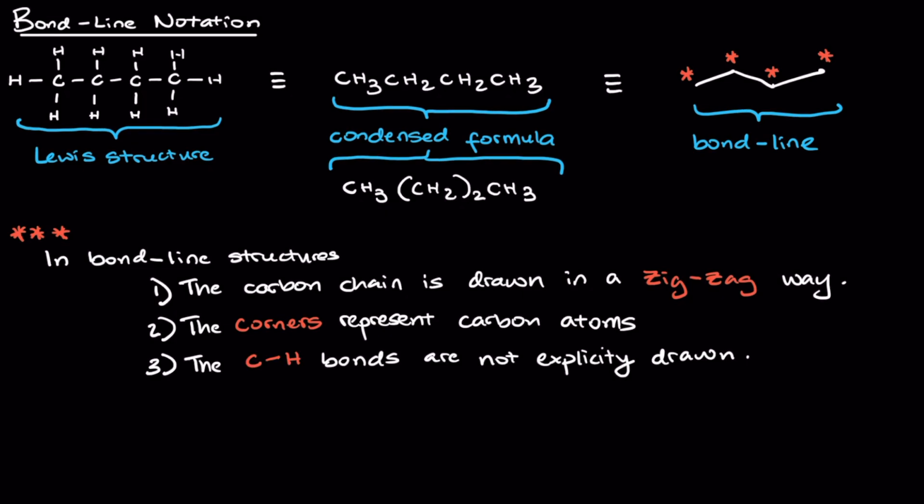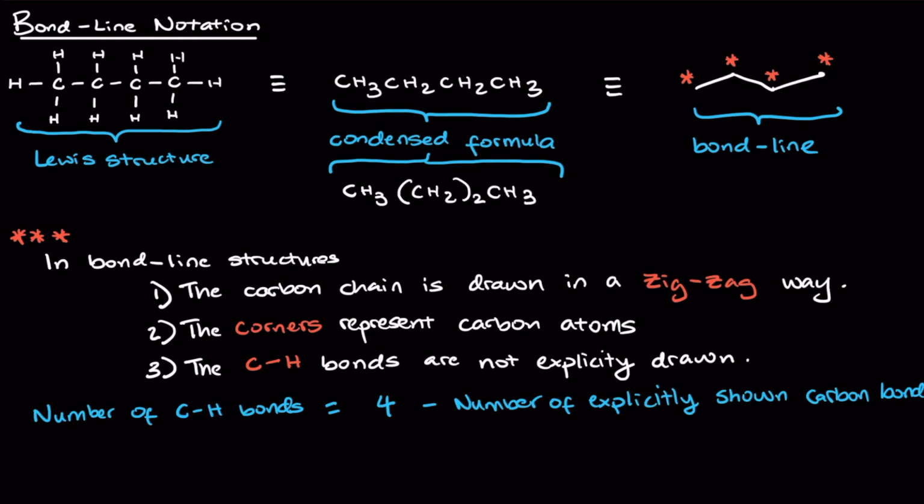And then thirdly, the C-H bonds that we should expect to see from our Lewis structure are not actually explicitly drawn in our bond line structure, but we can infer the number of C-H bonds around each carbon by taking the number 4, which is how many bonds we expect a neutral carbon to have, and subtracting the number of explicitly shown bonds on the bond line structure.